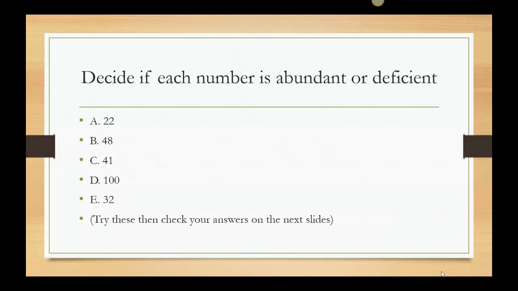So now let's look at some different numbers. I just threw a bunch up there: 22, 48, 41, 100, and 32. I think you should try these. Go ahead and stop me for a minute and write down all the proper divisors of these numbers, add them up, and see if you can decide if they're deficient, abundant, or perfect. When you're done doing these, come back and check how you did.